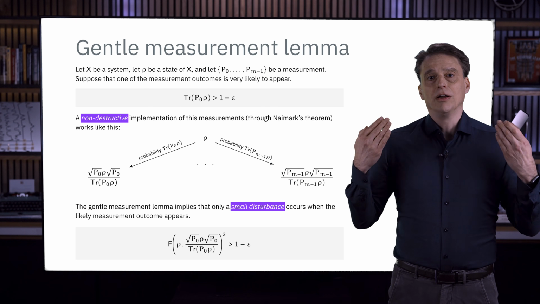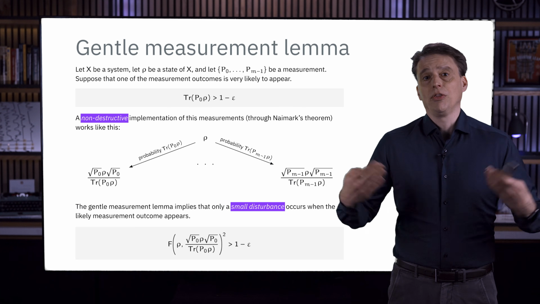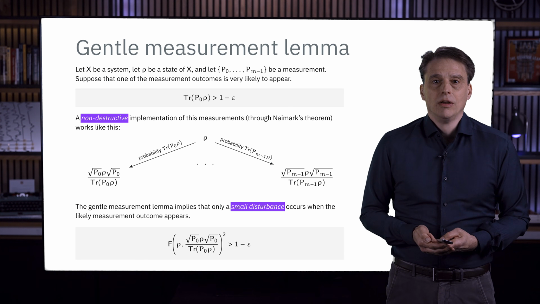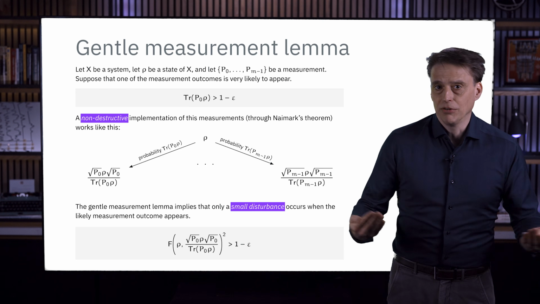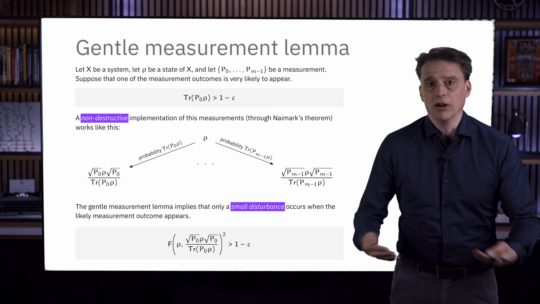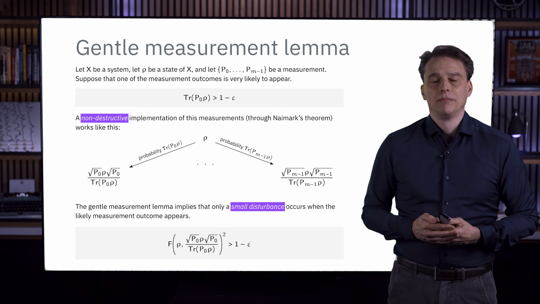And this is great because this is completely general. We haven't said anything at all about the measurement or the state, except that one of the outcomes is very likely. So the lemma can be applied in many different settings where we'd like to verify something about a quantum state without disturbing it very much. So let's see how we can prove it.